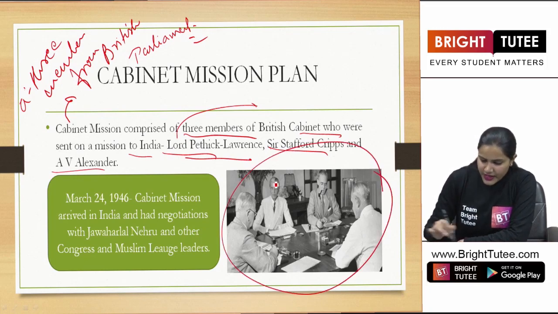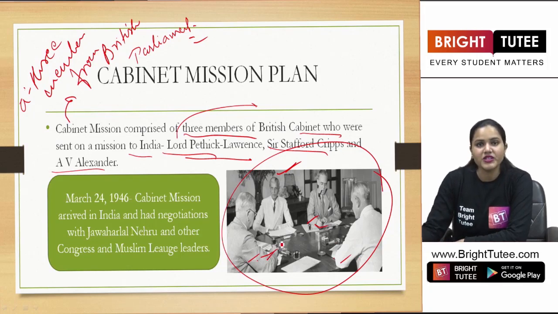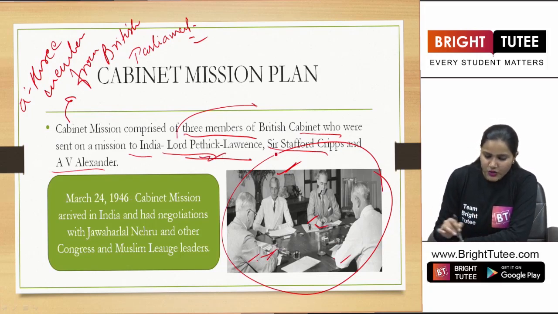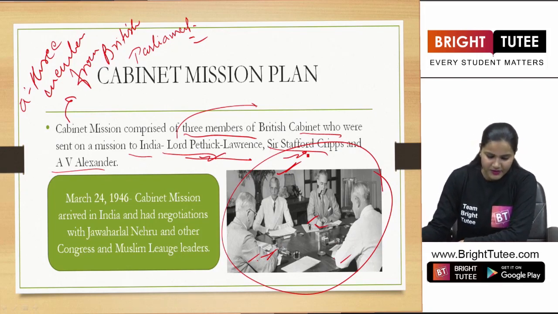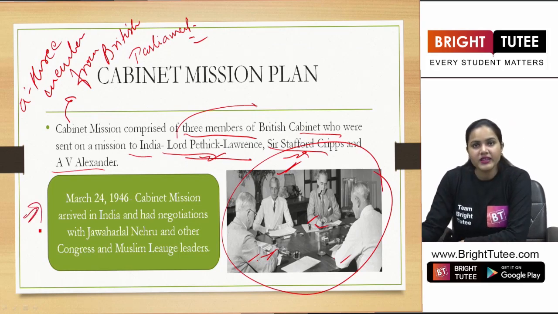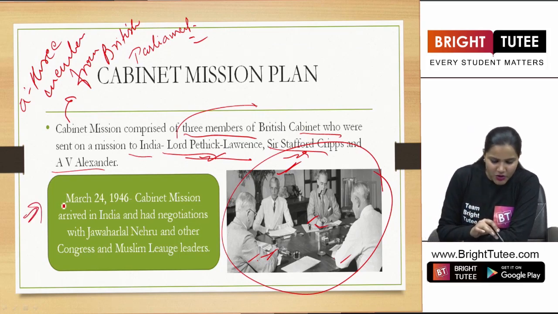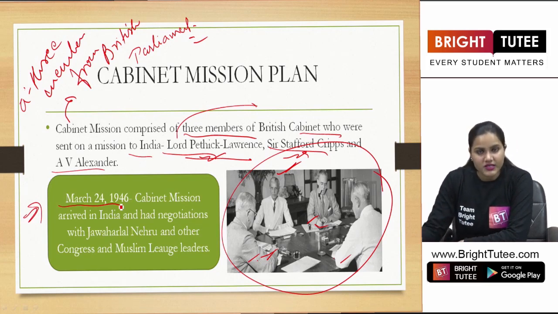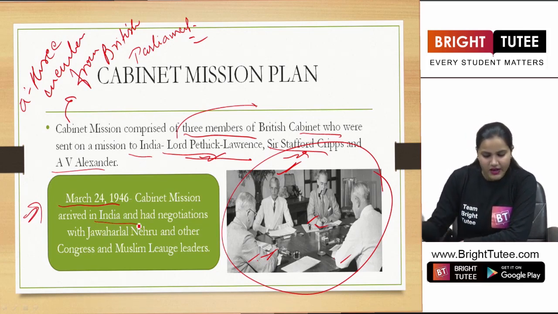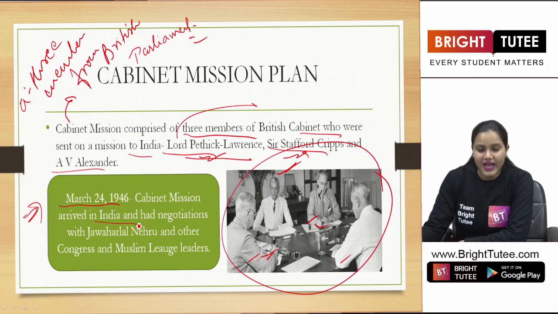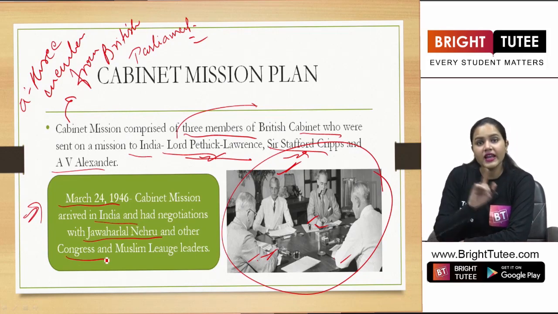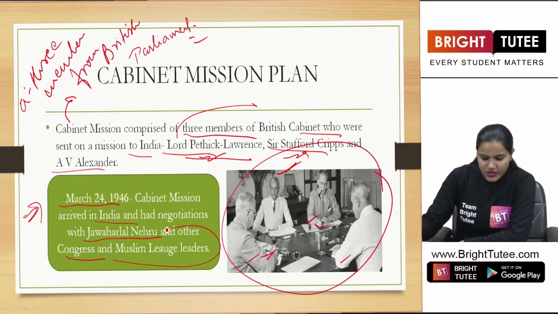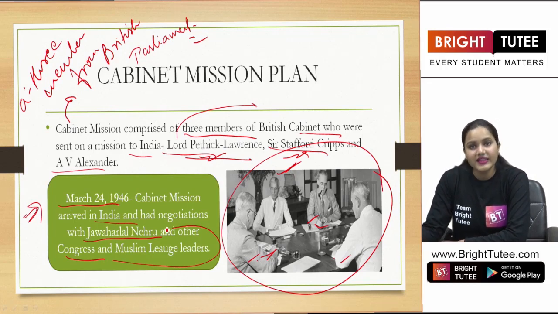Look at this image here: Muhammad Jinnah along with the three members of the British Parliament. You have to remember these names when we are talking about the Cabinet Mission Plan. So when did the Cabinet Mission arrive in India? It was on March 24, 1946 that it arrived, and finally they had negotiations with Jawaharlal Nehru and other Congress leaders, and also with the Muslim League leaders.